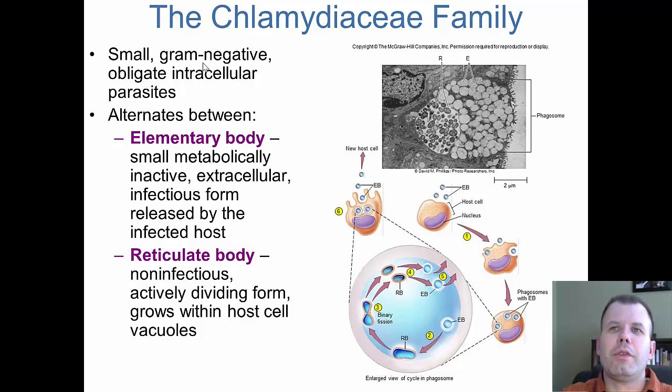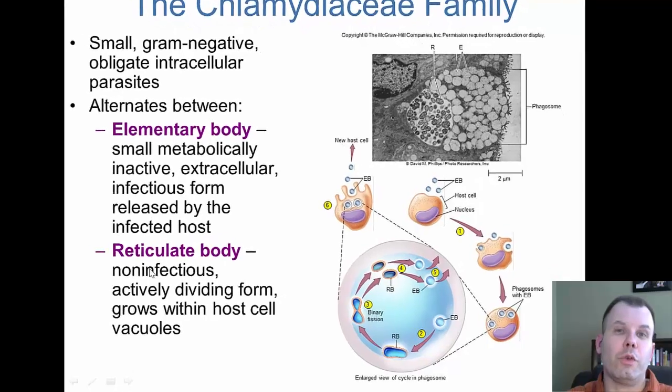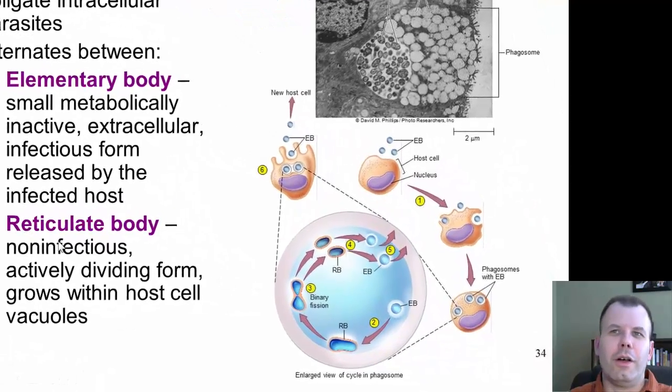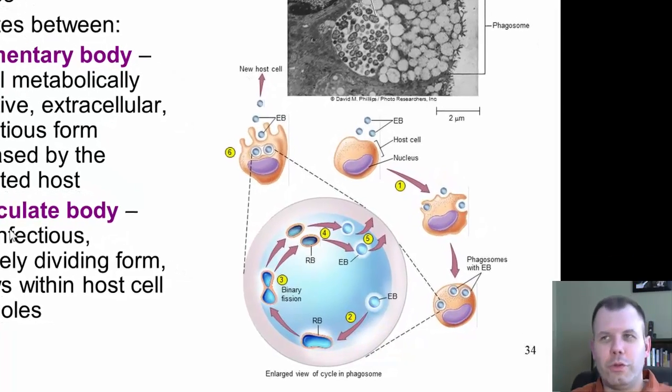They actually get inside the macrophages and neutrophils and multiply in there. And so what happens is that it goes between this elementary body and reticulate body. One is infectious, and so the elementary body is the infectious form that goes in and gets eaten up by these cells, and then it forms into this reticulate body, which then divides inside the cell. And so I kind of call this the reproducing one, because the elementary body is the one that infects the cell. The reticulate body is the one that reproduces inside the cell.